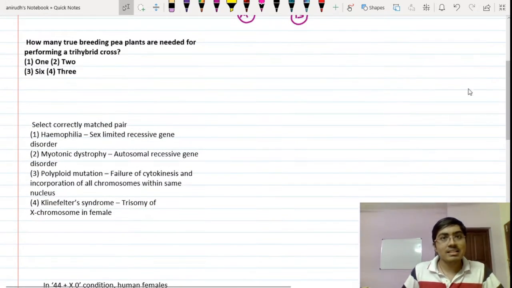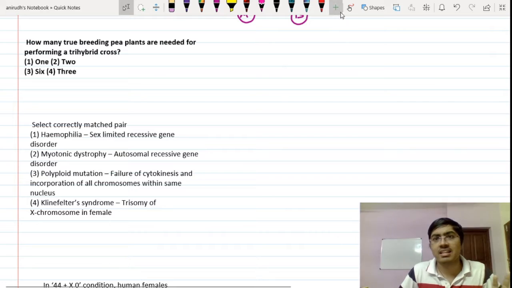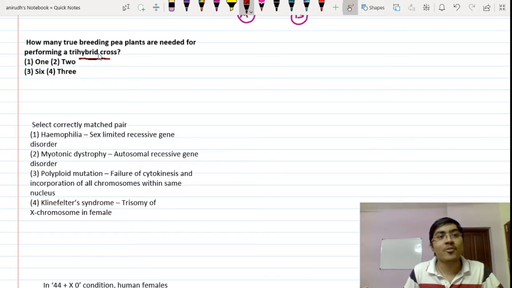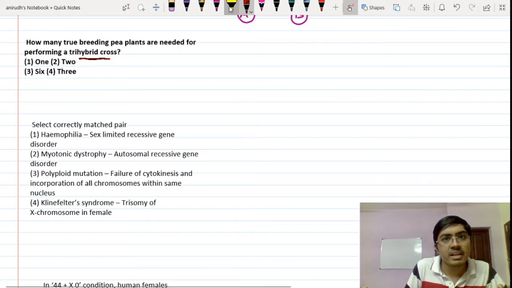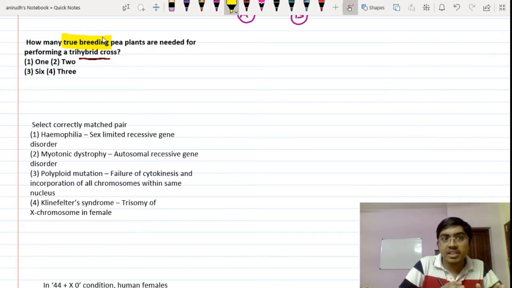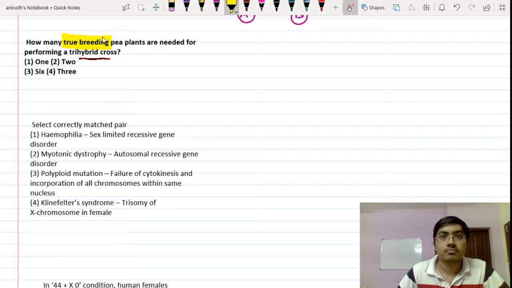The next question has just a catch point, nothing more than that. How many true breeding pea plants are needed for performing a tri-hybrid cross? First of all, what is true breeding? Selfing has been done continuously. Self-pollination has been done many times, and then you will get a true breeding plant.